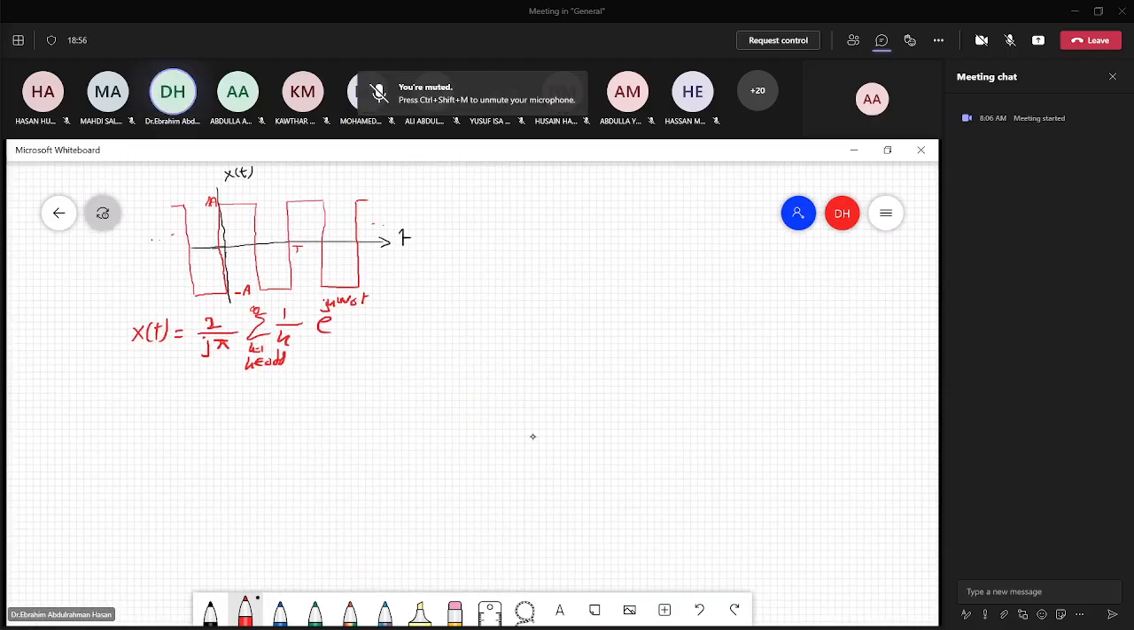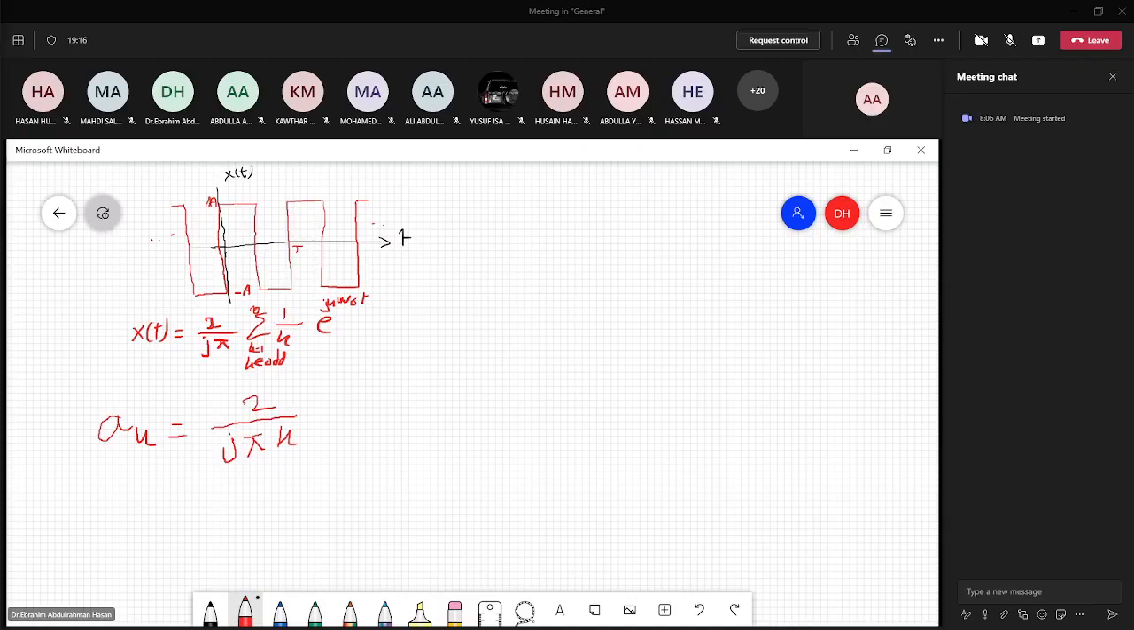Okay, a of k for this one is equal to 2 over j k omega naught, or pi, this is pi, 2 pi k. Can someone please confirm this for me before I continue the solution? Is it correct? I think it was 2a over jk pi. Look at the notes. Yes, it is written like this: 2a over jk pi. Okay, we forgot the a. Okay, nice.